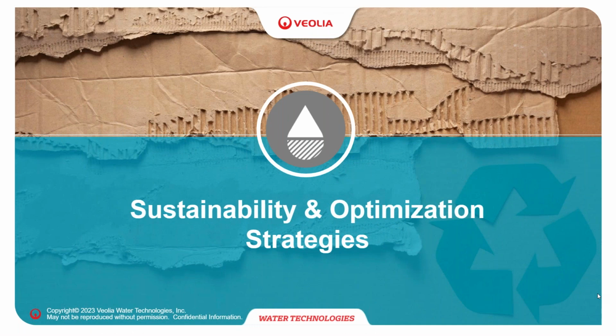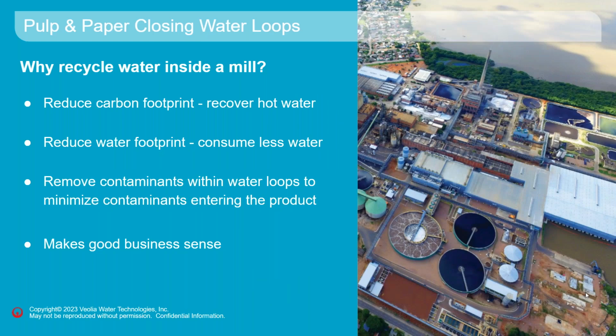Now let's talk about sustainability and water optimization strategies inside a mill. As we mentioned previously, water is a key ingredient in the paper industry. The industry is one of the largest users of water and energy worldwide, with 5 gallons of water and 4 kilowatt hours of electricity needed to make a single cardboard box. Almost zero water actually leaves a mill with the end product, compared to a water bottling plant, for example. So there are opportunities inside a mill to recycle and recover water.